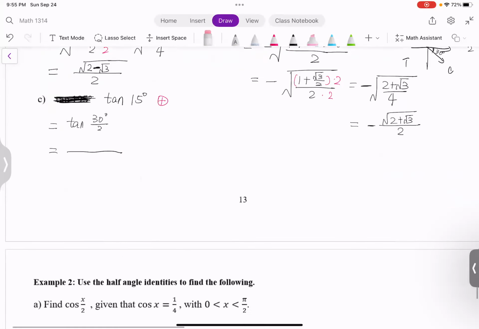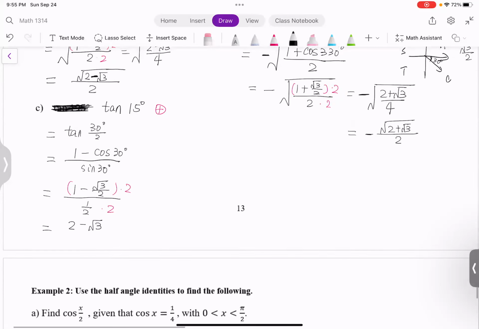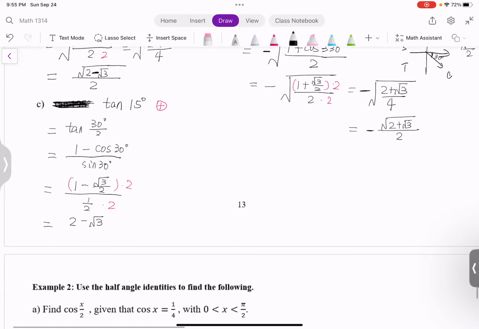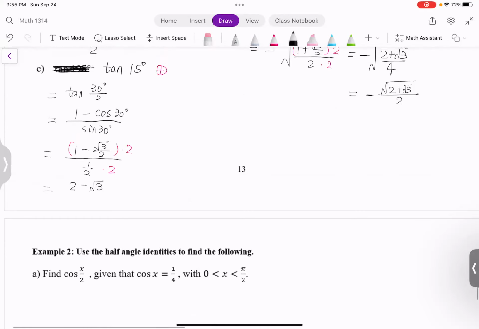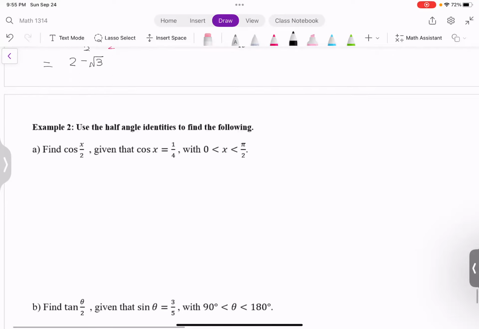If I'm picking the first one, 1 minus cosine 30 degrees divided by sine 30 degrees. On the top, we have 1 minus square root of 3 over 2, divided by 1/2. Then let's multiply the top and bottom by 2. We have 2 minus square root of 3 on the top, and the bottom is 1. So I can ignore the bottom. All right, this is a solution. Okay, let's see the next example.